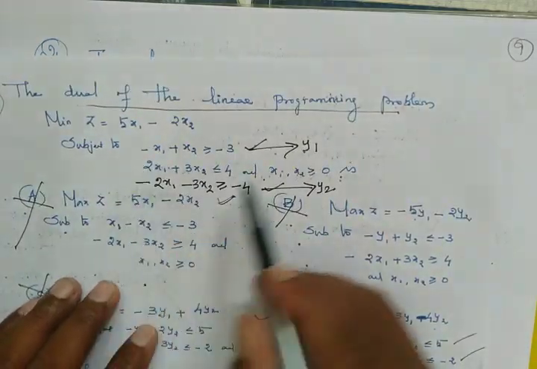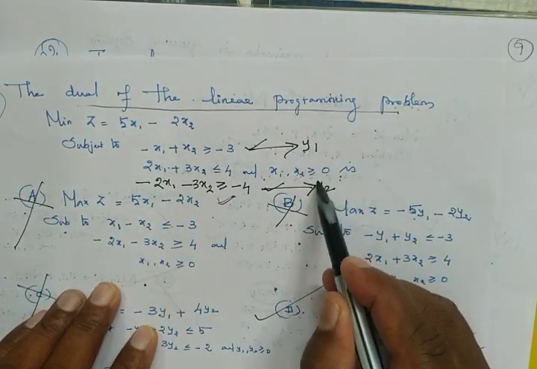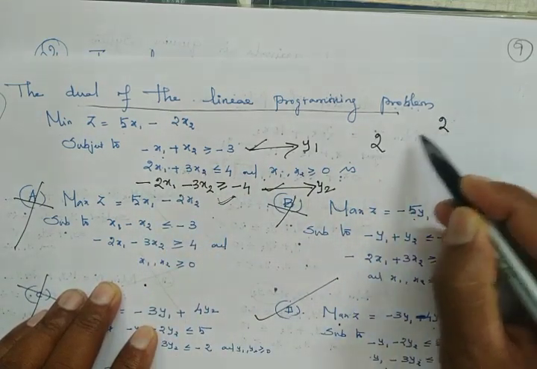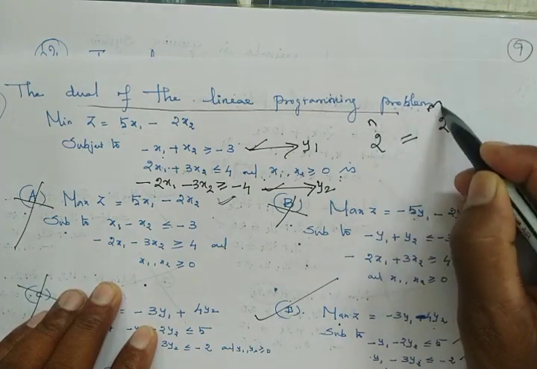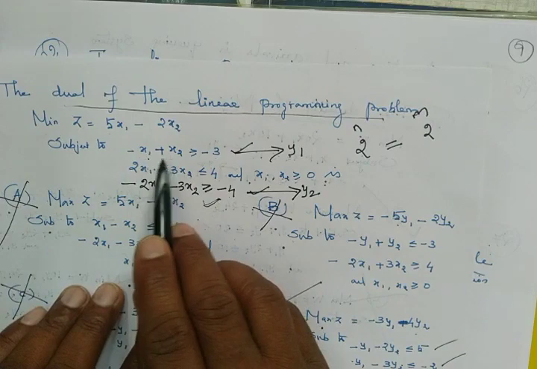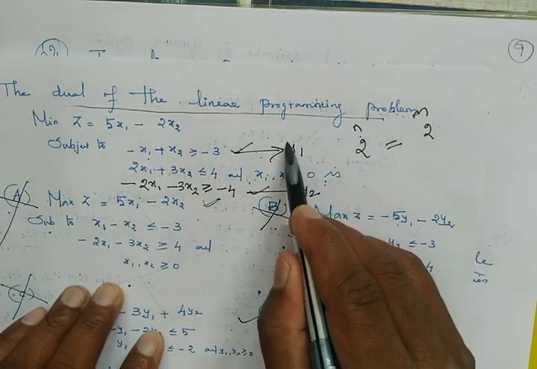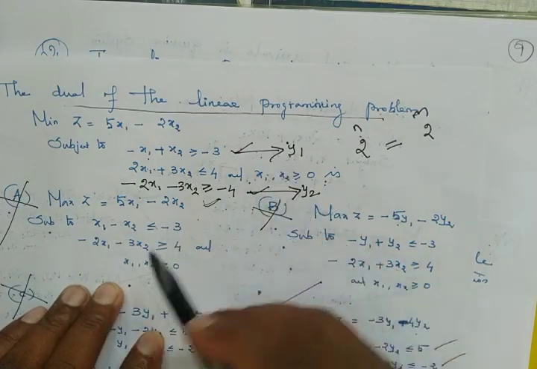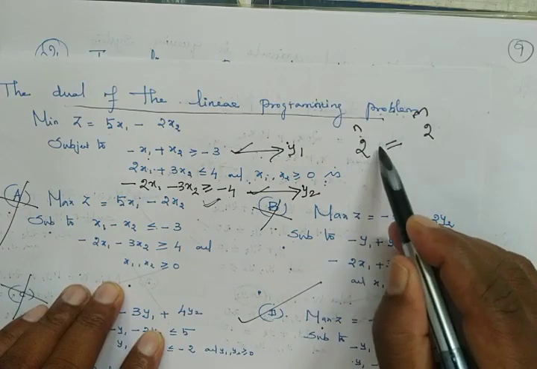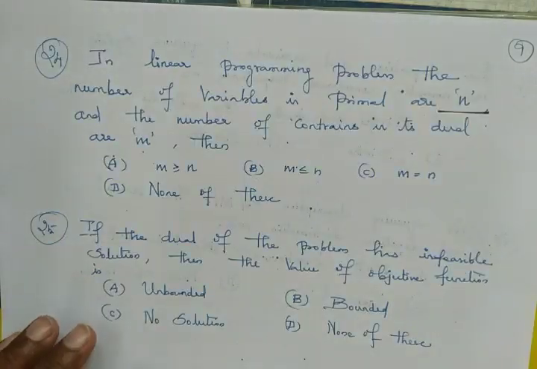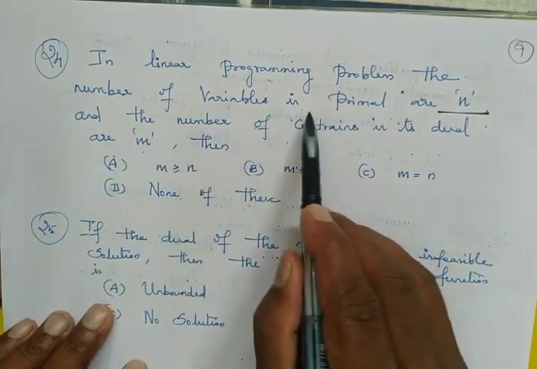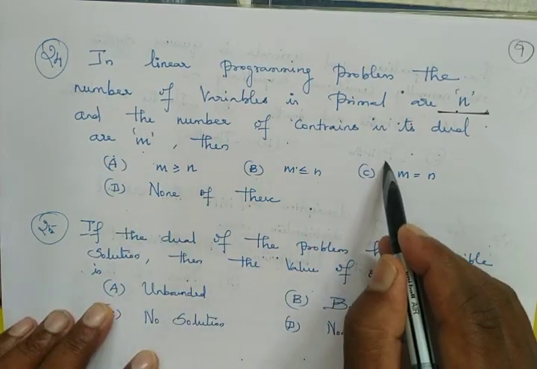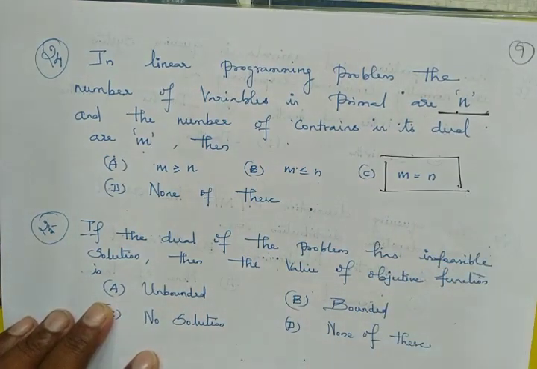This is the dual. Here how many variables are there? y1, y2. Here how many variables are there? x1, x2. Here 2 variables, and here also 2 variables. Here it is n, and this is m. So now how many constraints are there? Based on that you are reducing the variables. That variable becomes a constraint in the dual. So here 2 equals m equals n. In the linear programming problem, the number of variables in the primal is n and the number of constraints in its dual is m, which means m is always equal to n.